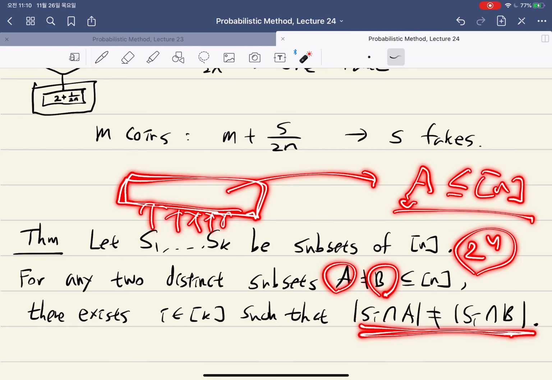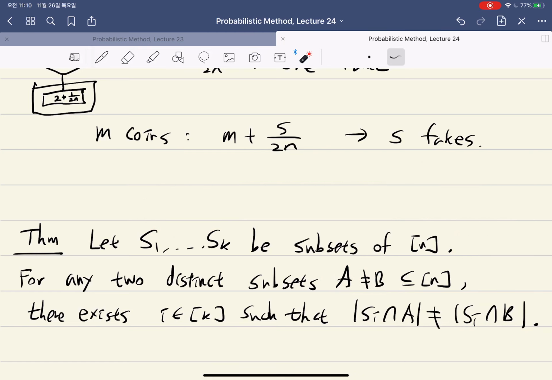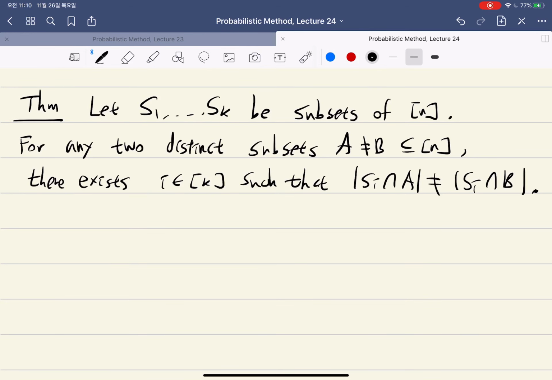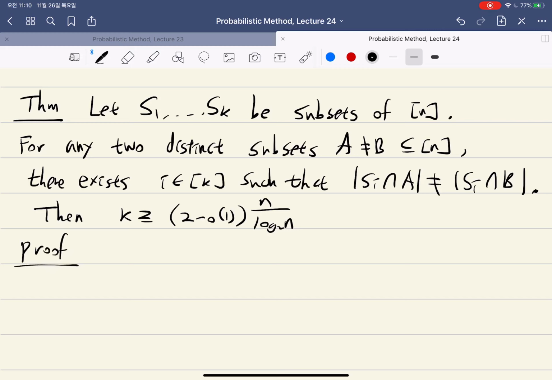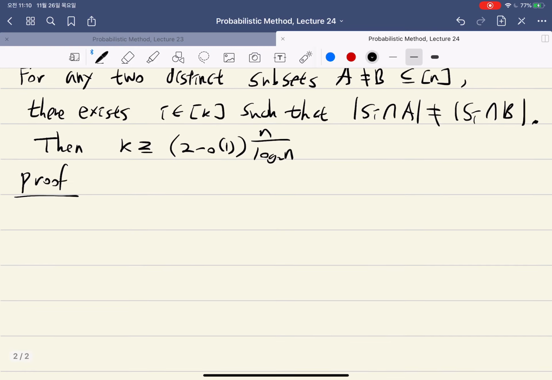So there are 2 to the n possibilities of fake coins, and all of them have a different value here. Then you can actually determine exactly which are the fake coins and which are the real coins. So this says that we can actually find the fake coins exactly. Then what we can show is that k is at least 2 minus o(1) times n over log n. We can prove this in a combinatorial way, but we can also use entropy to prove it. Essentially, those proofs are not too different. They are essentially the same proof, but entropy provides a better platform for you to simplify all the computation, and if you get used to entropy, you can deal with those things in a simpler way.